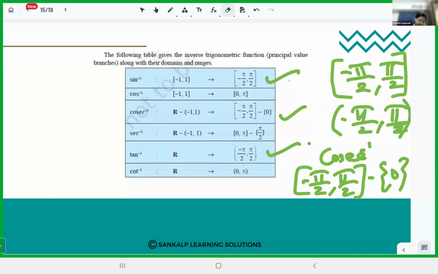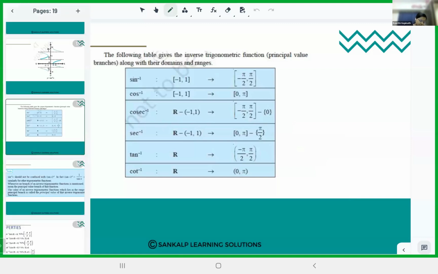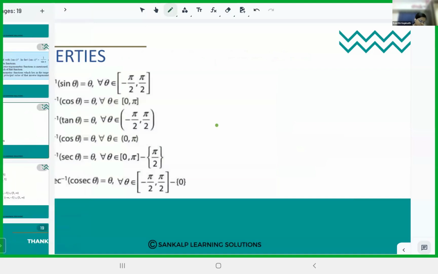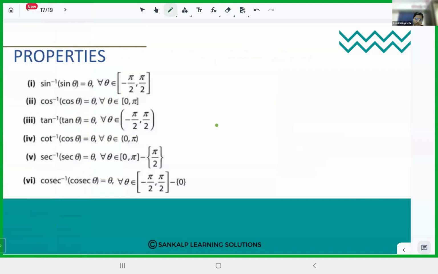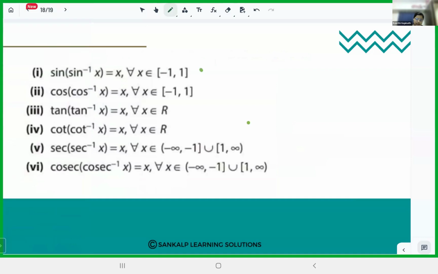And yesterday we also studied a property related to inverse trigonometric functions, that is sine inverse of sine theta is equal to theta, and this property is valid for all the inverse trigonometric functions. Similarly, we have another property, that is sin of sine inverse x is equal to x. This result also holds for all the inverse trigonometric functions.